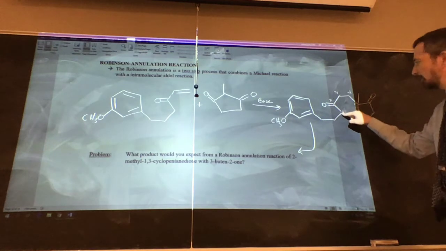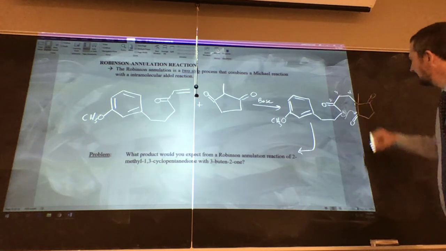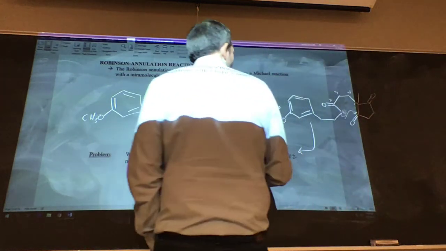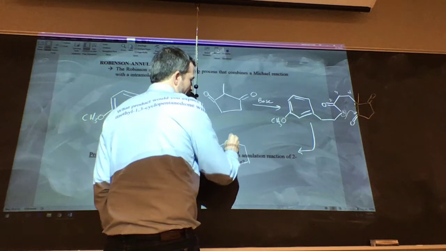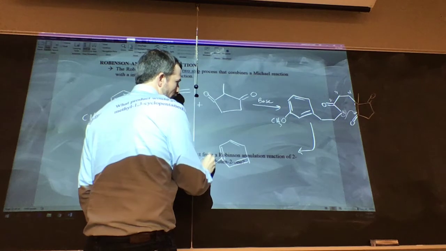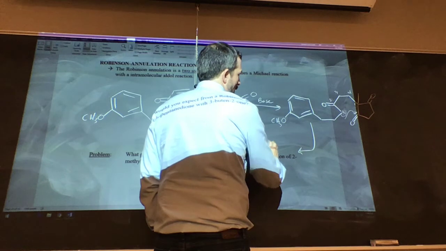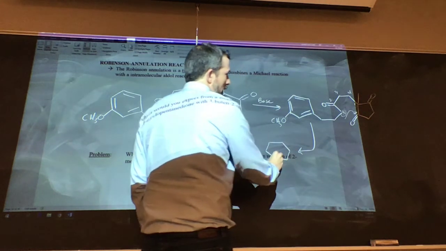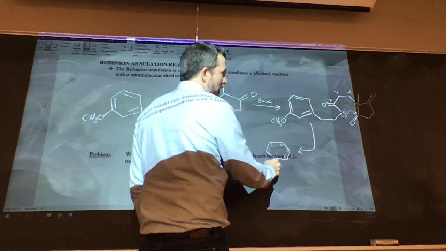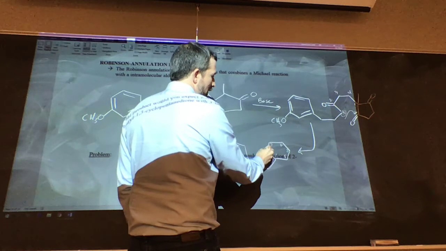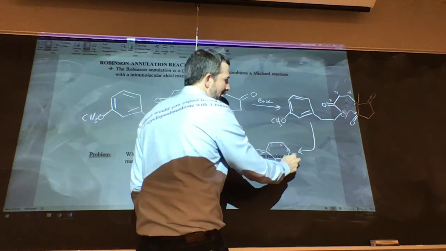And so if I treat this with the base, I can take off the alpha proton and it attaches there. So let's just go ahead and draw that out. So I formed a 6-member ring. Here's my 1, 2, 3, 4, 5, 6. So I have 2 carbons there. 2, I have a carbonyl. 3, 4, 5.